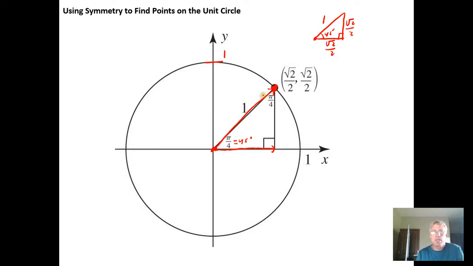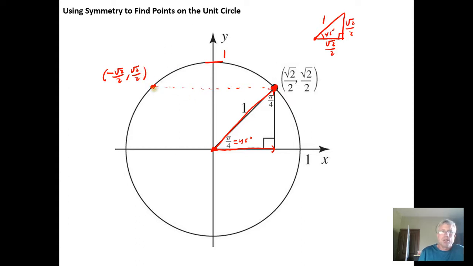And so just like we did on the previous slide, we can use this known point to generate 3 additional points. I can reflect this point over the y-axis. It will land over here, and I will get the point. Now the x-coordinate will be negative, and the y-coordinate will remain positive.